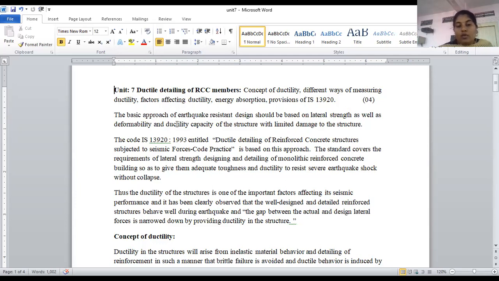The basic approach of earthquake resistant design should be based on the lateral strength as well as the deformability and the ductility capacity of the structure with limited damage. It means when different types of loadings are coming on the structure, we have to move for limited damage of the structure. If there is not limited damage, if more damage occurs, the different RCC components will collapse. At that time our structure will fall, our structure will be damaged.